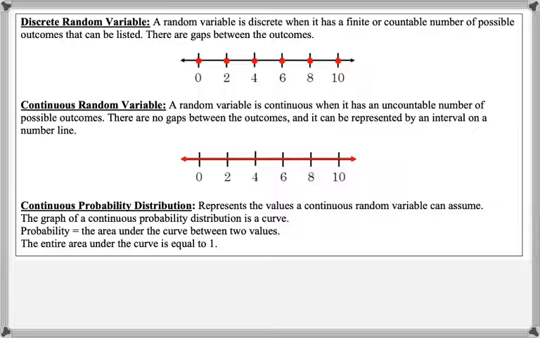So a continuous probability distribution represents the values a continuous random variable can assume. The graph of a continuous probability distribution is a curve. The probability is the area under the curve between two values, and the entire area under the curve is equal to 1. And it's 1 because that represents 100%.